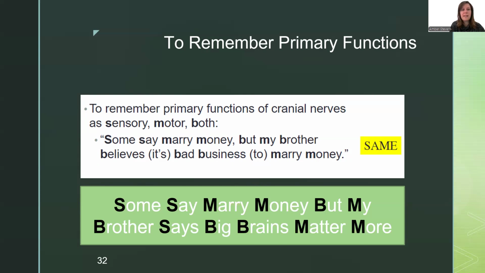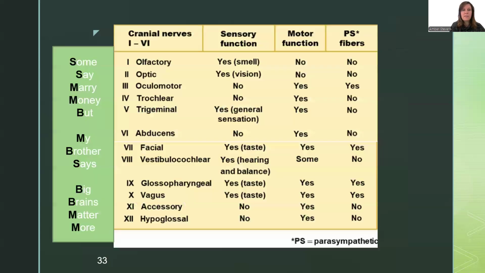You can either say, some say marry money, but my brother believes it's bad business to marry money. Or another version is, some say marry money, but my brother says big brains matter more. This is how you can compare that. For number one, some, olfactory, is sensory. Say for number two, sensory. Marry for number three is motor. Money, number four, motor. But is both. So the trigeminal, number five, is both sensory and motor.